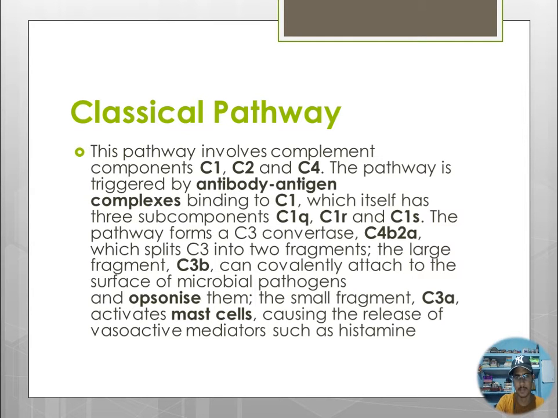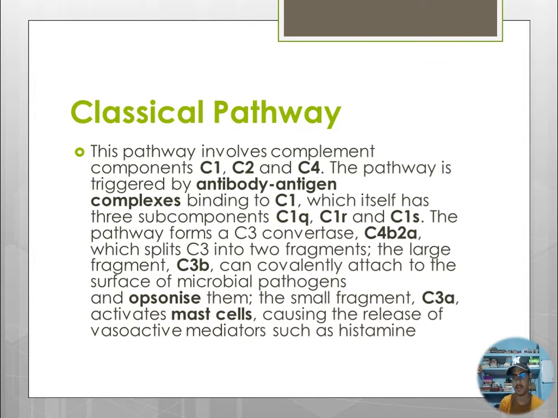Let's see what the classical pathway is. This pathway involves the complement C1, C2, and C4, and the pathway is triggered by antibody-antigen complexes, which is the characteristic of this pathway, binding to C1, which itself has three subcomponents: C1q, C1r, and C1s. And the pathway forms a C3 convertase, C4b2a, which splits C3 into two fragments. The larger fragment, C3b, can covalently attach to the surface of the microbial pathogen and opsonize it. The small fragment C3a activates the mast cell, causing the release of vasoactive mediators such as histamine.